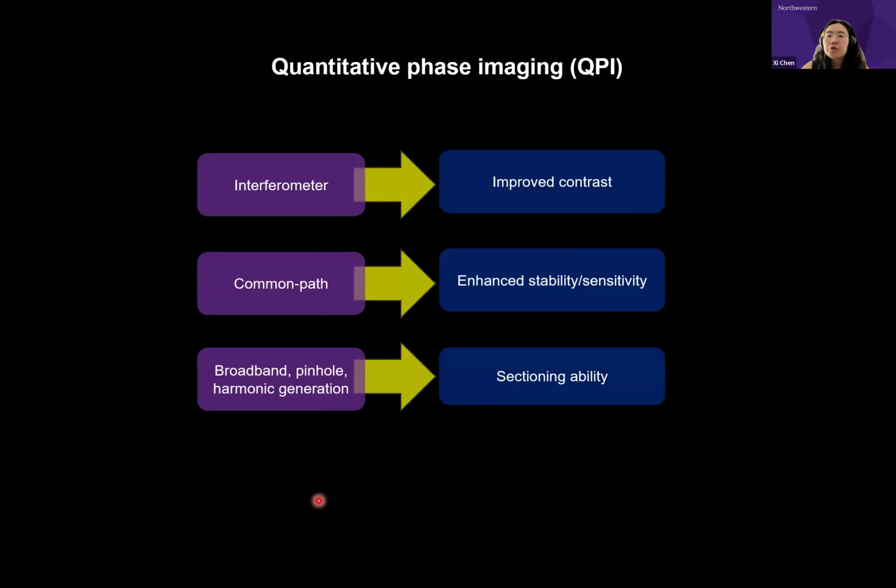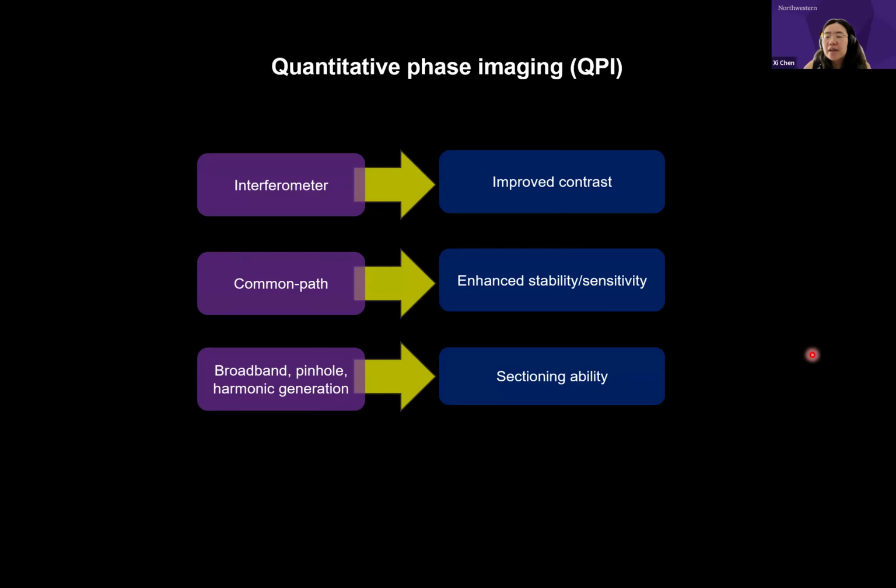So QPI refers to a large group of methods, and today we're only going to focus on the methods that use an interferometer. The reason to include an interferometer is that it will enhance your contrast even further compared to the QPI method that doesn't use an interferometer. We also want to keep it common path, because a common path QPI system will enhance the stability and sensitivity.